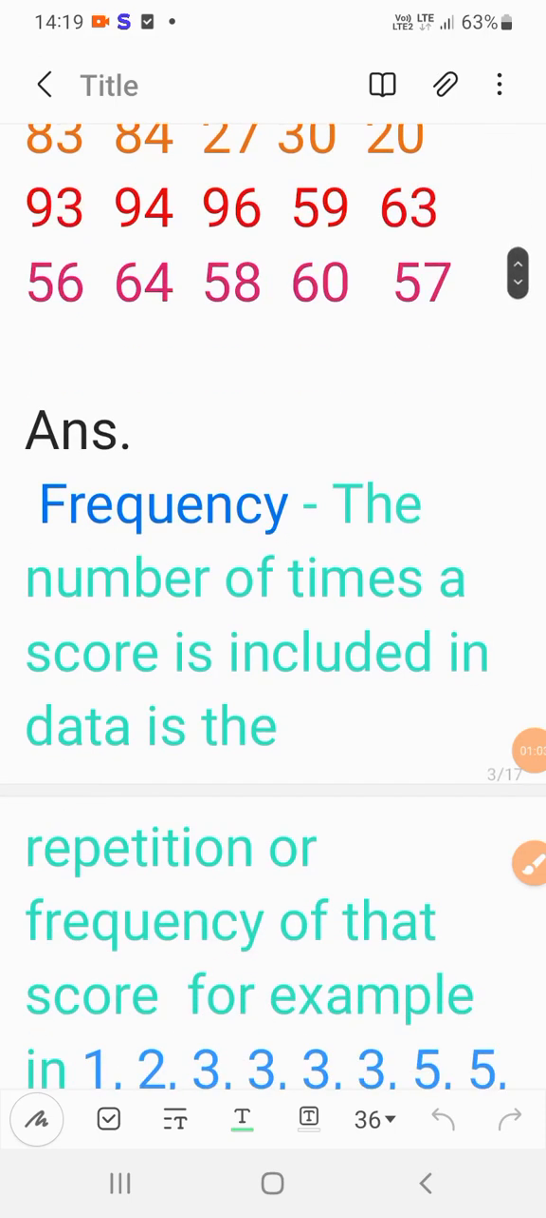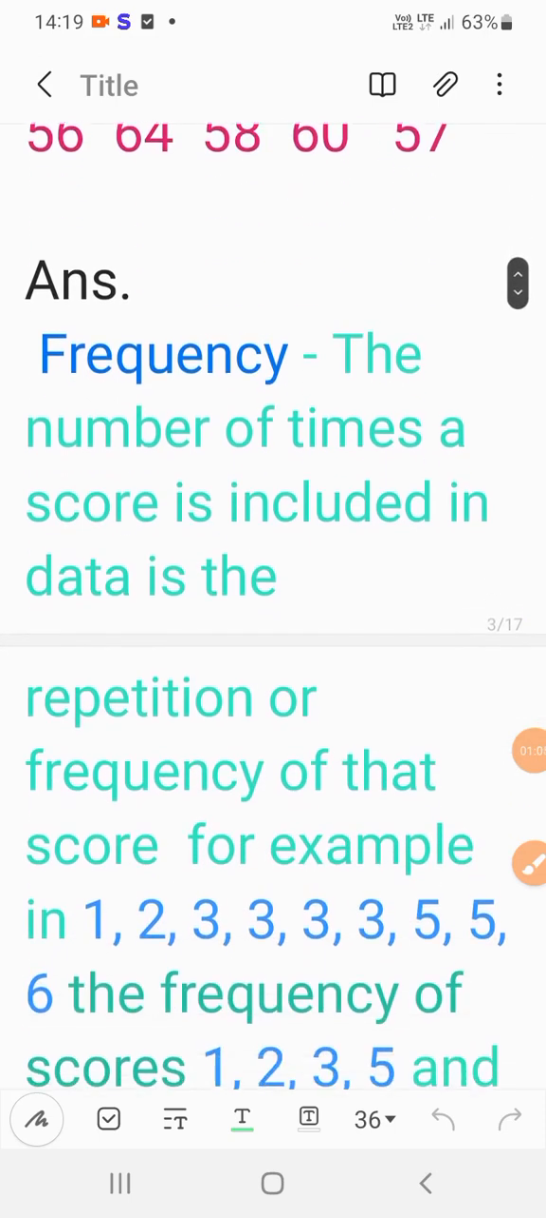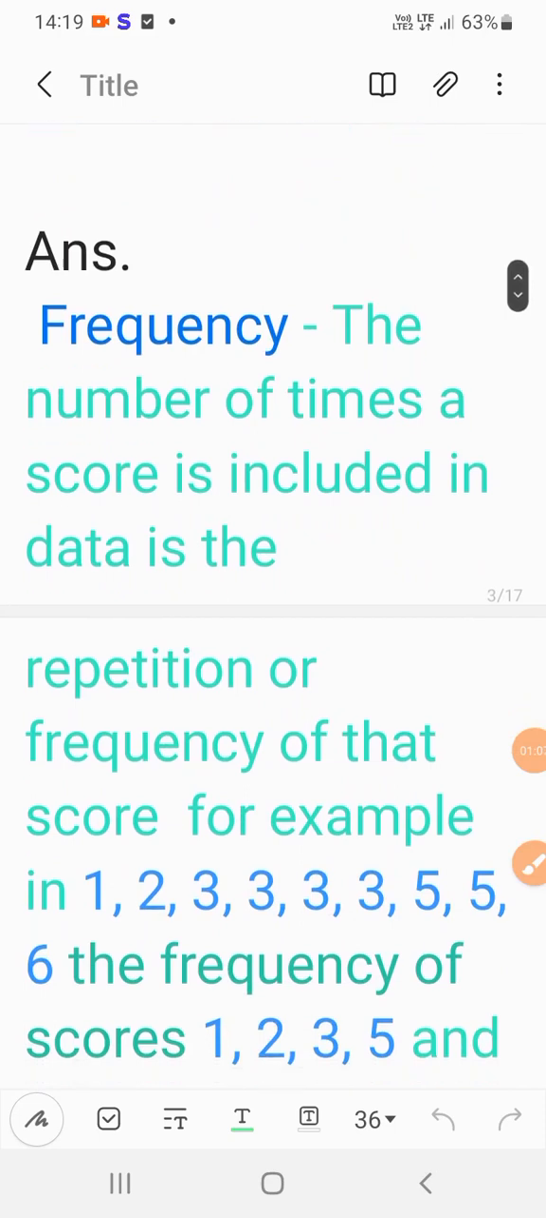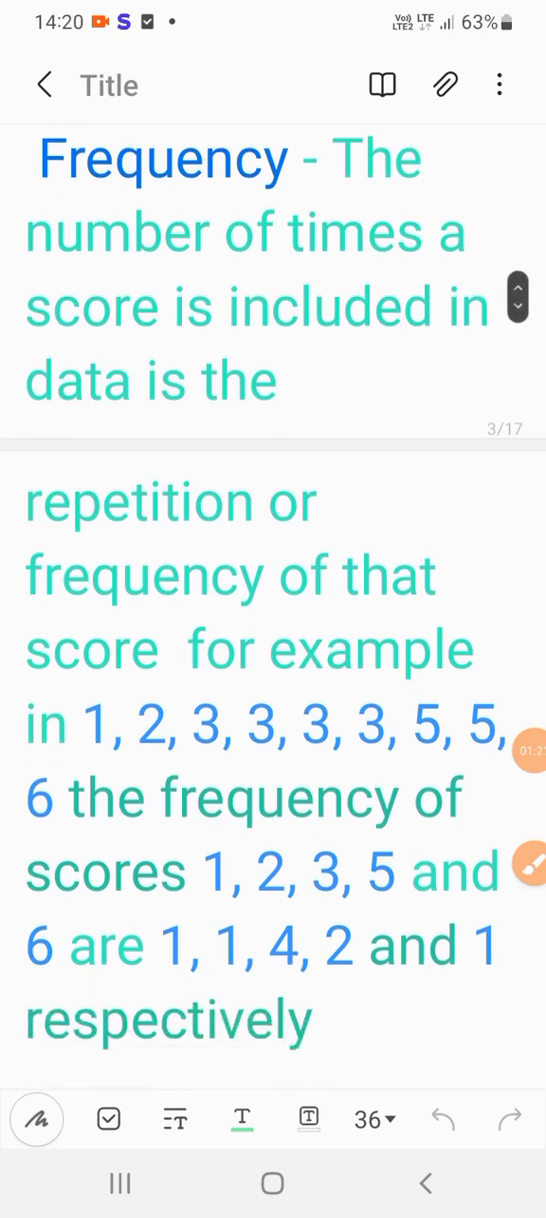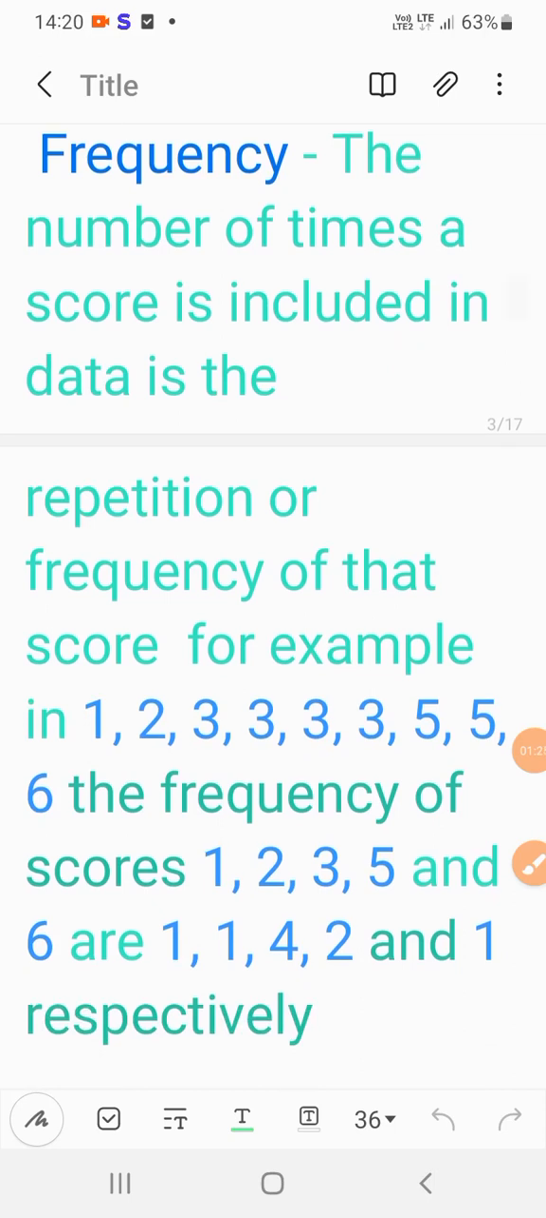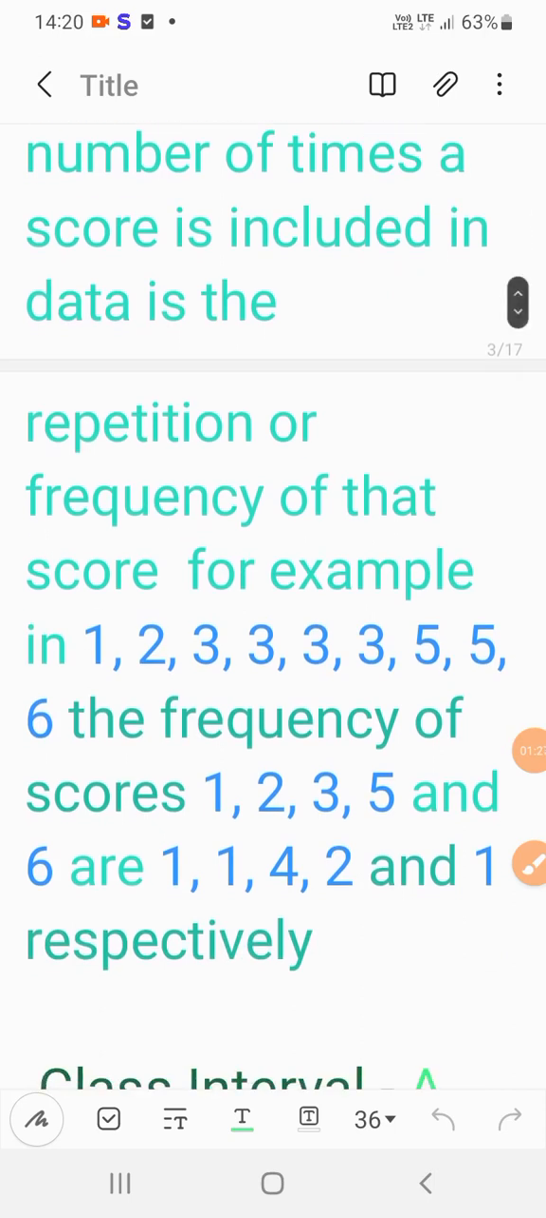So the definition of frequency is the number of times a score is included in data, that is, the repetition of that score. So frequency is the number of times a particular score is obtained in data, or the repetition of a particular score is called frequency. And here is an example for frequency: 1 2 3 3 3 3 5 5 6.